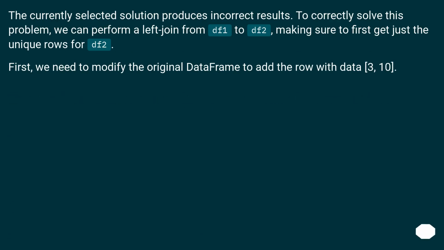The currently selected solution produces incorrect results. To correctly solve this problem, we can perform a left join from df1 to df2, making sure to first get just the unique rows for df2. First, we need to modify the original data frame to add the row with data 3, 10.